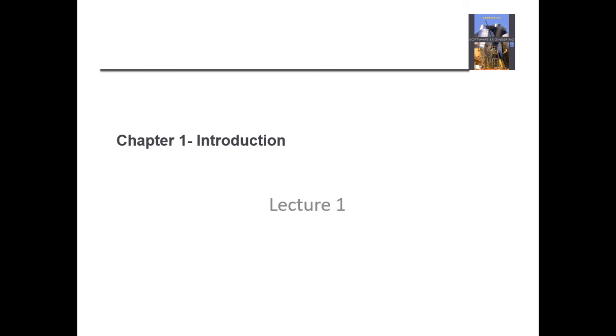Now we are going to first understand this terminology, software engineering. The terminology is a combination of two words, software and engineering. So we are going to first understand basically what each word means. For example, what is software?